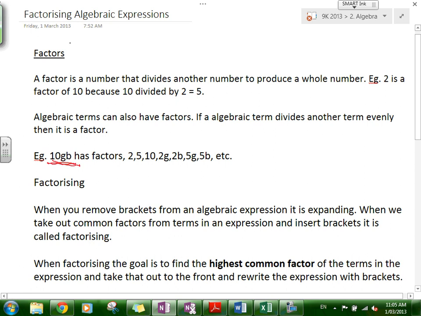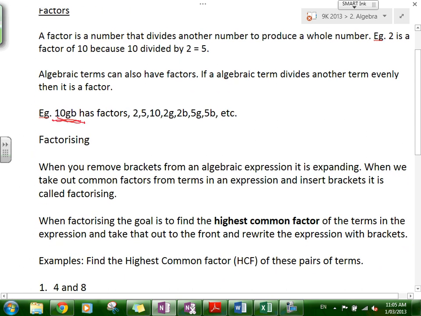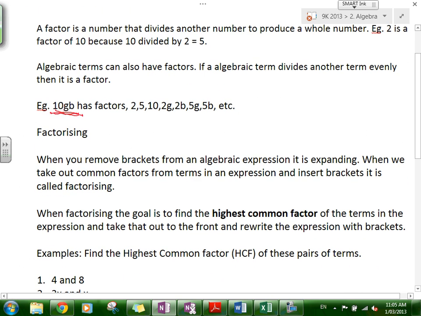Alright, so if we have a look, factorizing. When you remove brackets, we just said that, you don't really need to write this, but that's what we did yesterday. But when we take out common factors from terms in an expression and insert brackets, it is called factorizing. Okay? If you haven't written this already, you don't really need to write it. But when I say that, it's never bad to write it. As in, maybe not the most essential thing.